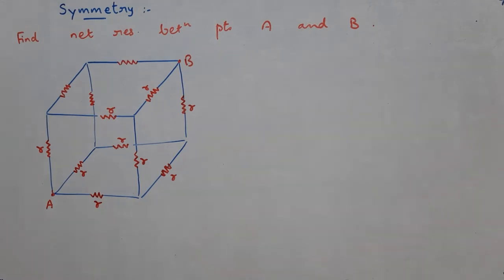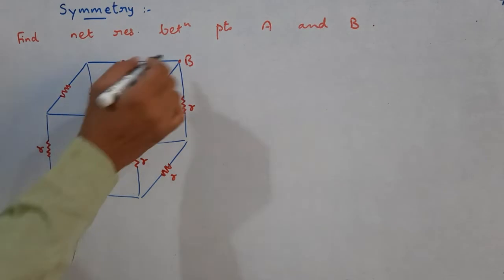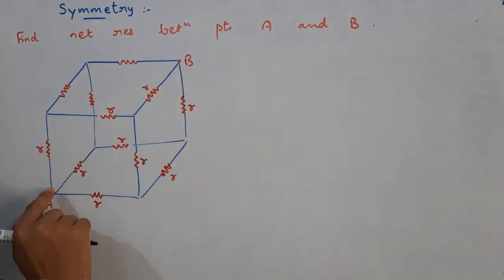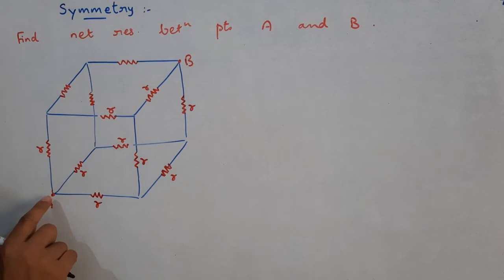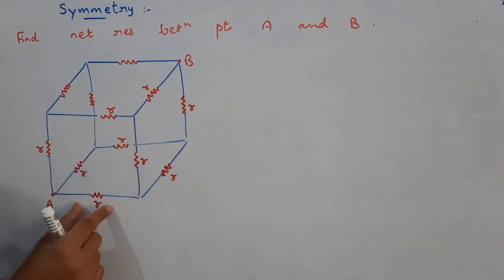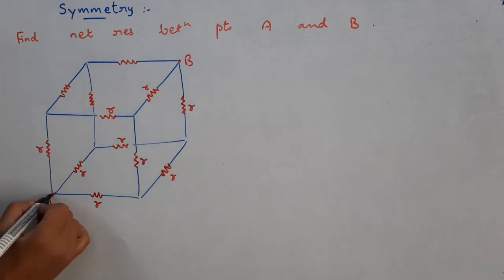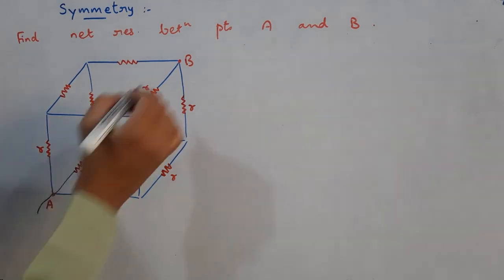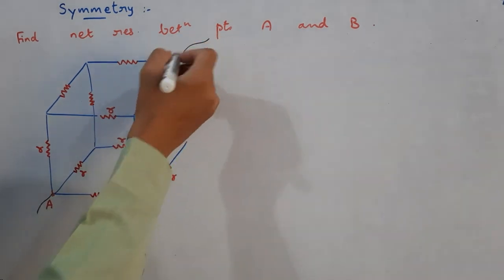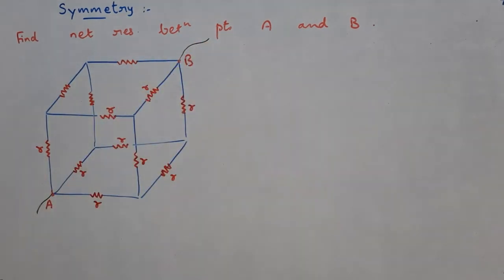Here also we have to find the net resistance between the points A and B. A and B lie at the vertices of the diagonal of this cube. How many resistances are there? Here you find that along each edge of the cube there is a resistor of resistance equal to small r. So let's quickly see how to solve such questions. As I told you, between the points between which you have to find the equivalent resistance, you connect an imaginary battery.